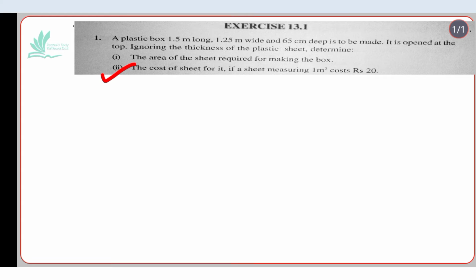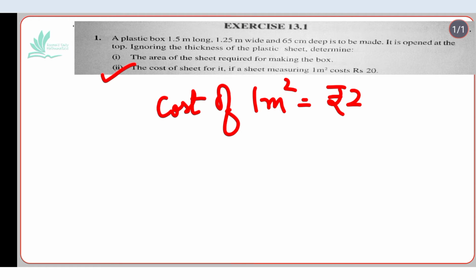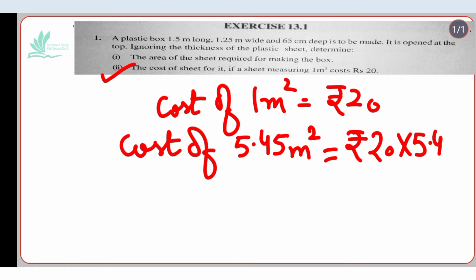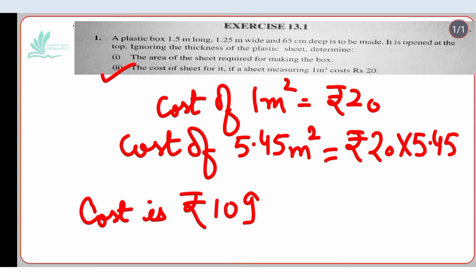Second part, we have the cost of 1 meter square equal to rupees 20. So we have to find the cost of 5.45 meter square, which is equal to rupees 20 multiplied by 5.45. So the desired cost is rupees 109.